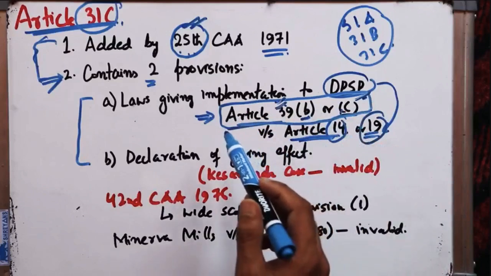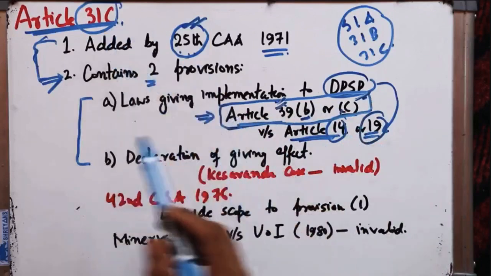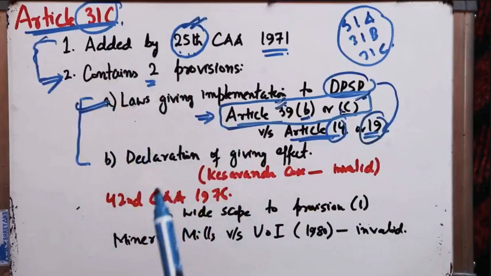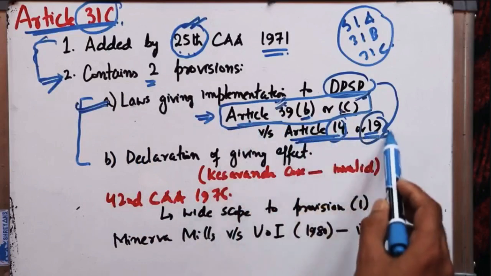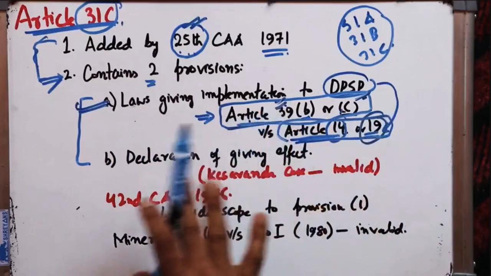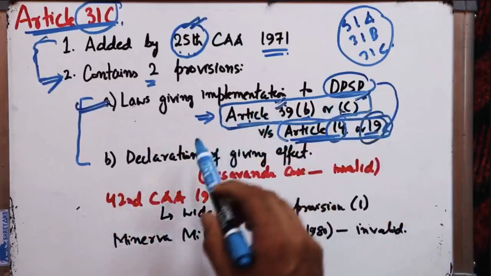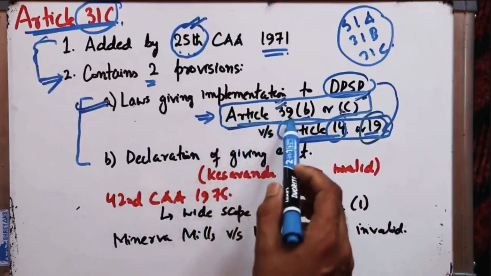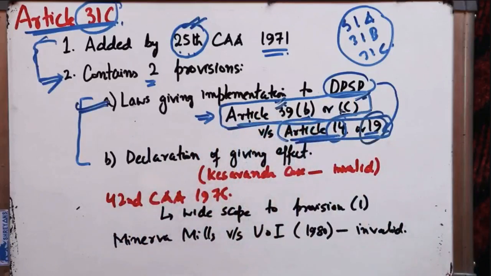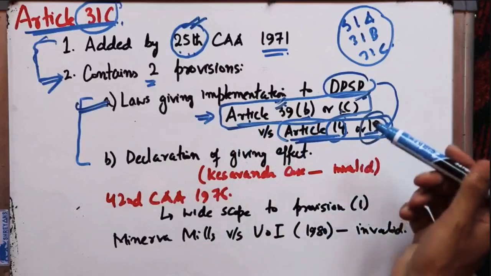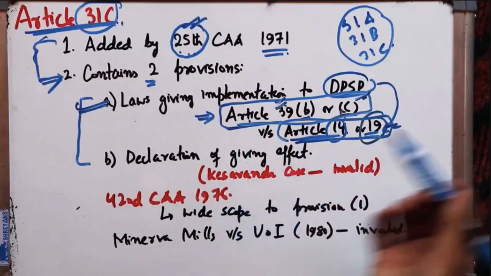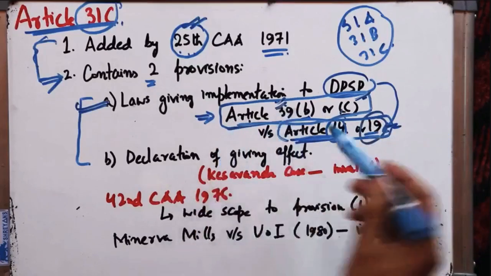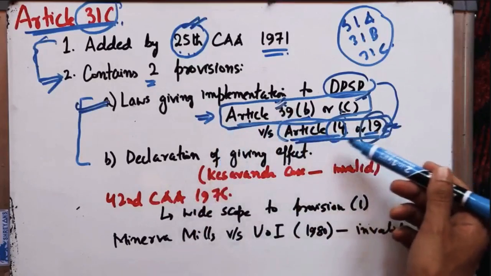Here you have to remember only one thing: the first provision of Article 31C protects all those laws which give implementation to directive principles of state policy from being challenged on the ground that they are in violation of Article 14 and 19. That means if you see this article, it says that the laws giving implementation to Article 39B and C have an upper hand as compared to the fundamental rights. So somehow it says that this directive principle is superior to the fundamental rights granted under Article 14 and 19.